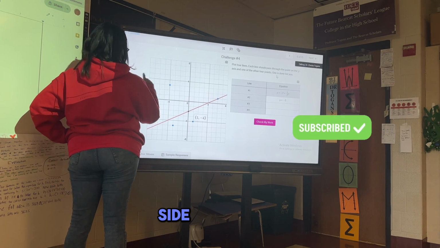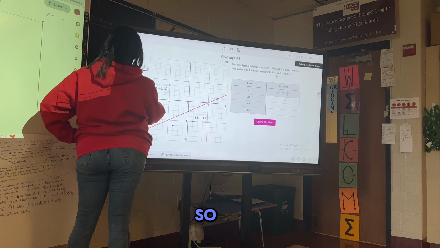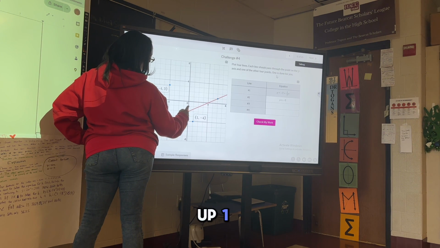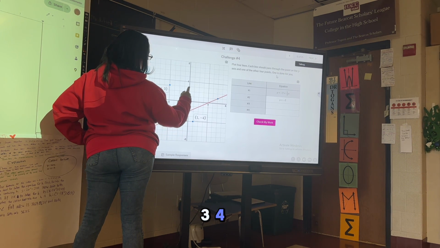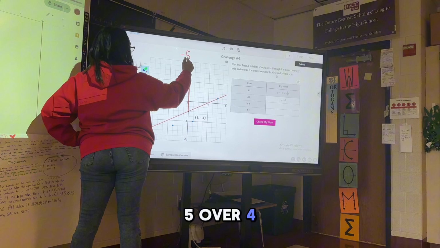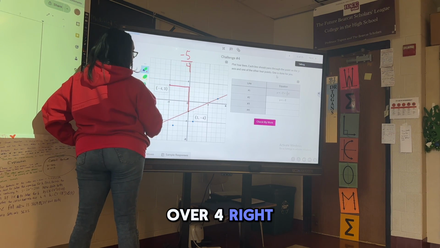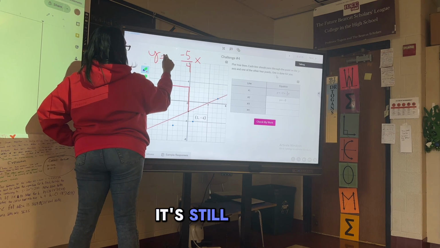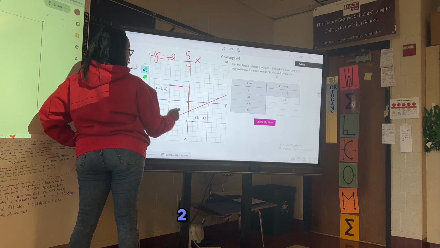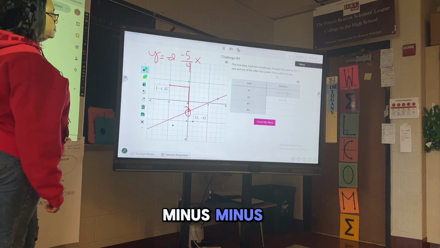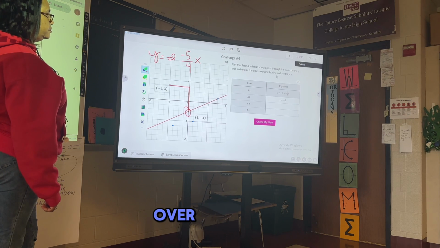So let's do this dot right here. So if I go up 1, 2, 3, 4, 5, and then go over 4, then that slope is -5/4, over 4, right? Put an x next to it. And then y equals, it's still going to have to go through -2, which is here. So -2 minus 5 over 4 x.